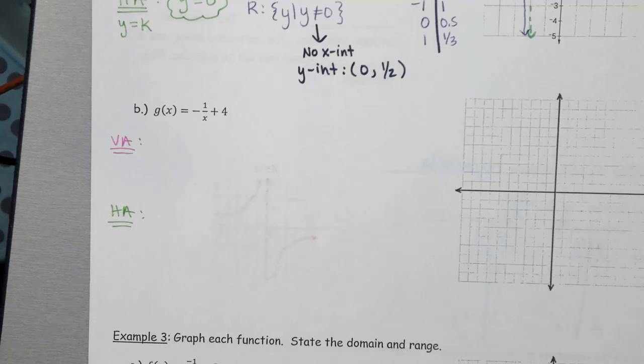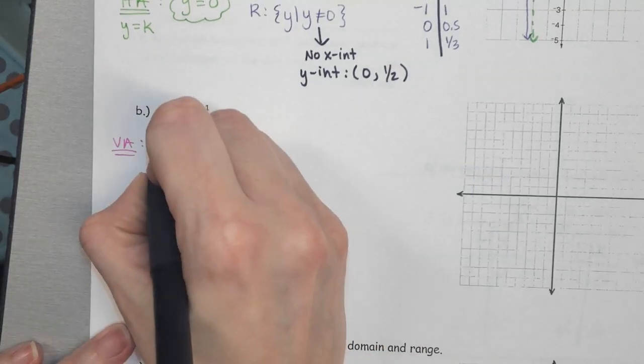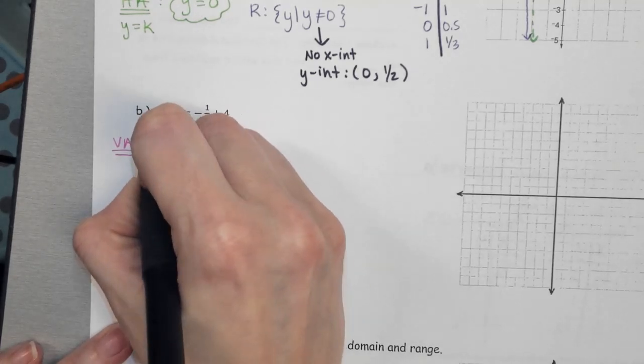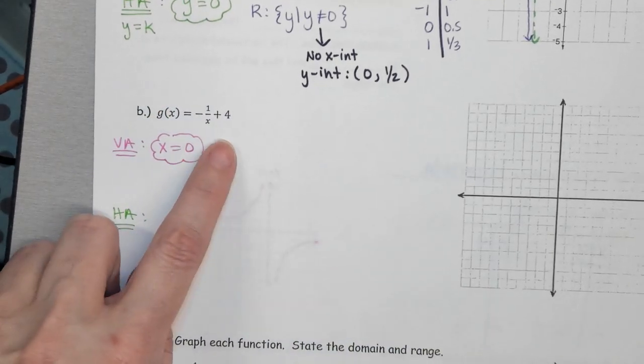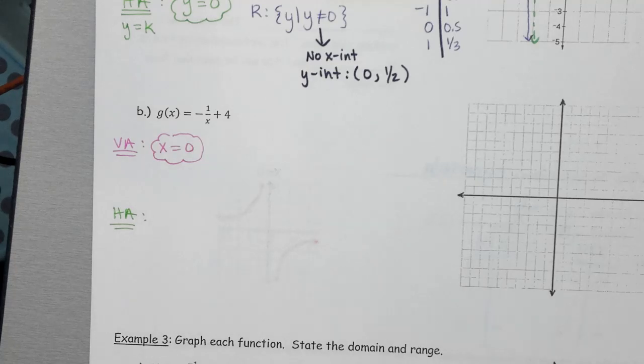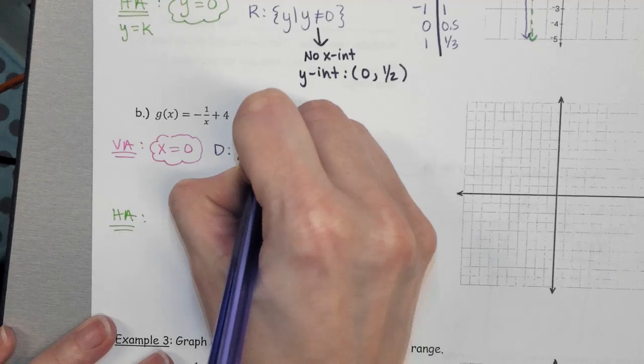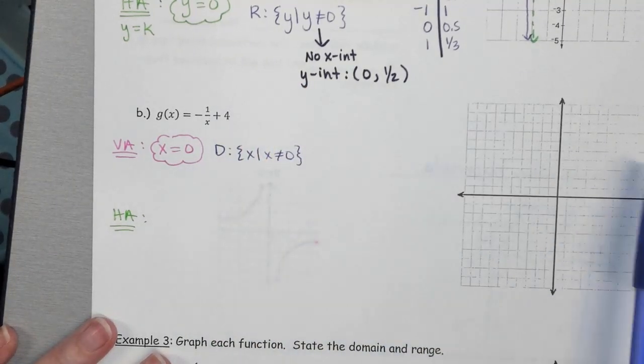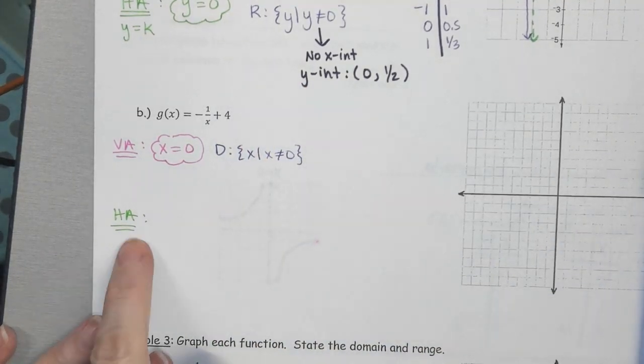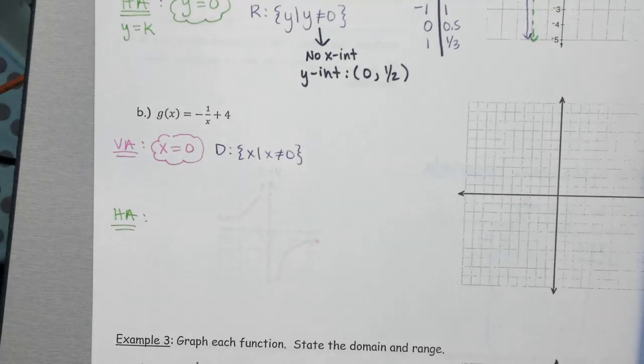Okay, so then your vertical, you should just have x equal to 0. Okay, so that was the denominator. So like I said, from there, I do my domain right away. So I know that x can't be 0 here. And for the horizontal, were you guys able to do that one?